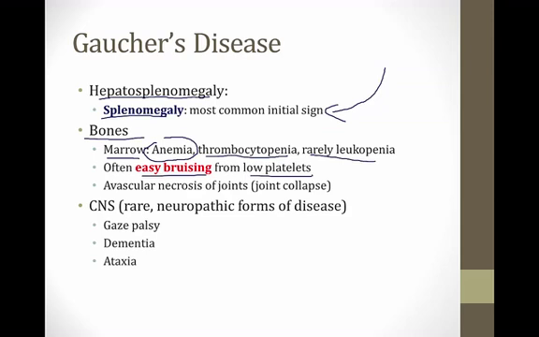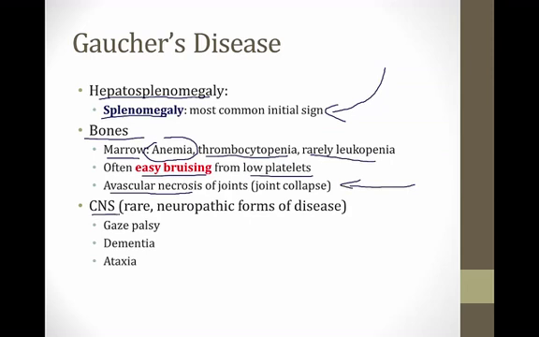In addition, the bones can be affected at the joints. Avascular necrosis, which is ischemia of the joints, can develop. This is because enlarged macrophages full of sphingolipids can obstruct those vessels supplying blood to those joints, and this can lead to joint pain and even joint collapse. Rarely there are CNS manifestations.